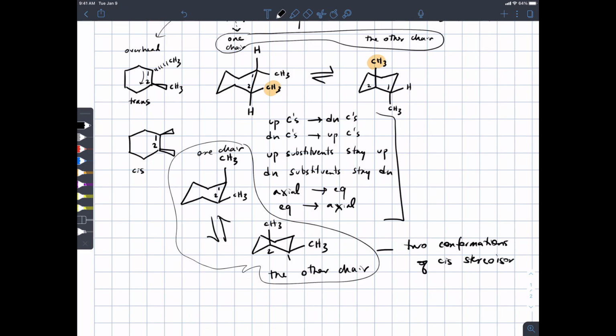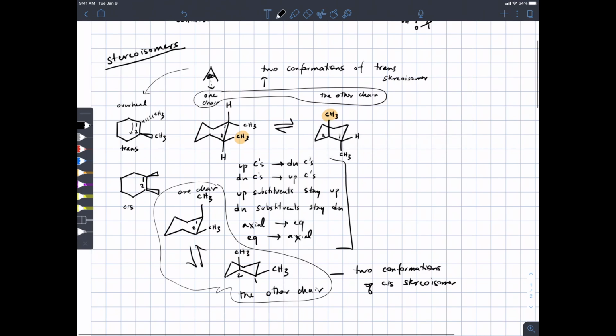Some people will call conformations of the same molecule conformational isomers, or conformers for short. You can do that. It's fine, but it may be a source of confusion because they're just the same molecule, just rotated. So no, we would not say that the one chair and the other chair are stereoisomers of each other. They are two different conformations of the same stereoisomer.